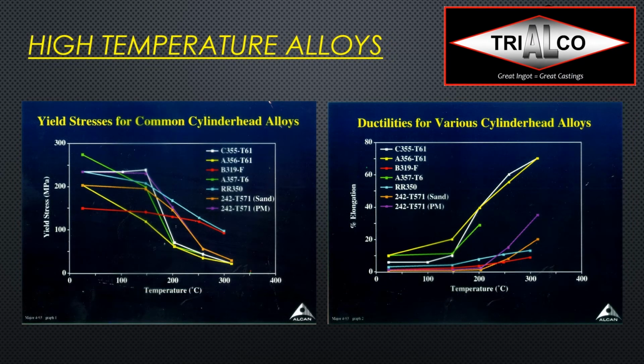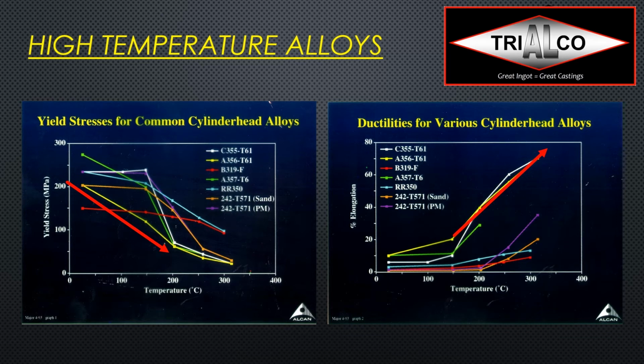Here we see yield stresses for common cylinder head alloys. Cylinder heads are of course exposed to pretty high heat, a lot of cycles going from hot to cold, and a lot of stresses in there, and especially the intervalve bridge is really exposed to a lot of those stresses, and after a while it will just fatigue and start to creep. If we look at the different alloys here, we see in white the C355, and in yellow, as we saw before, our A356, and the A356 drops very quickly in yield strength and gains very quickly in elongation.